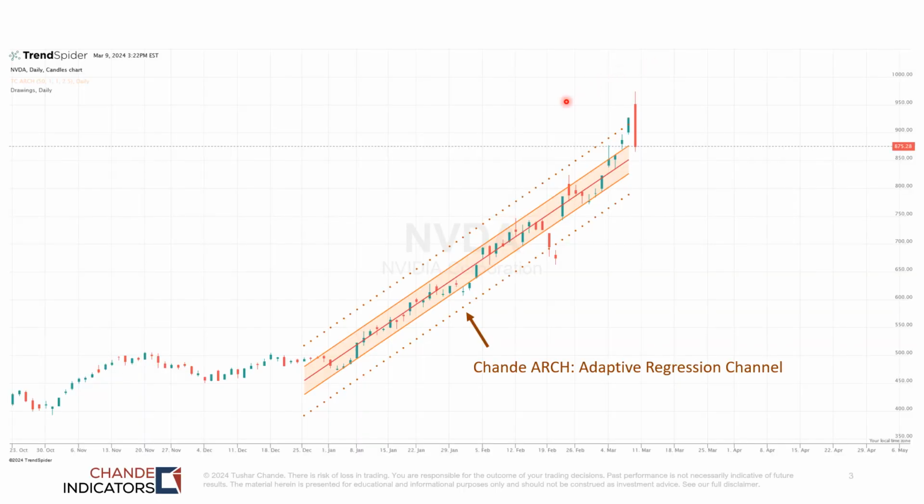This is the daily chart of Nvidia plotted with the ARCH indicator, and this is the big reversal of March the 8th, Friday. And let's see whether we could have anticipated this reversal using the ARCH indicator.